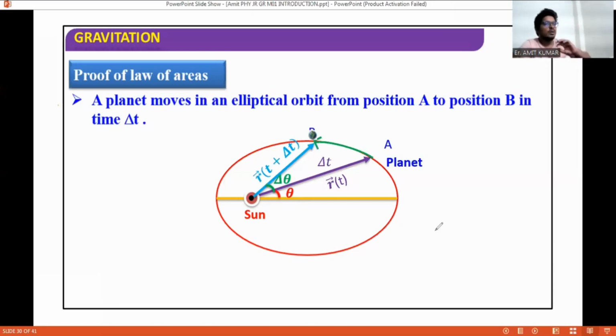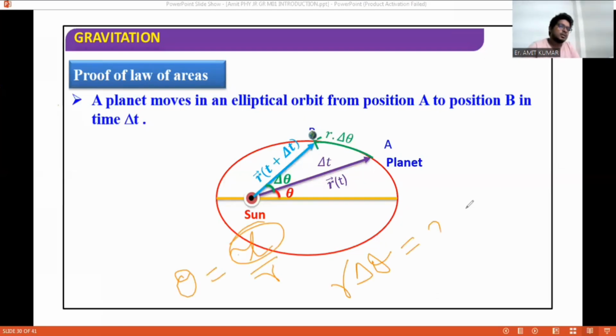So from A to B, you are coming along the elliptical path. So theta equals L by R, where L is the arc length. So what is the arc length? R delta theta. Clear? R delta theta is the arc length.